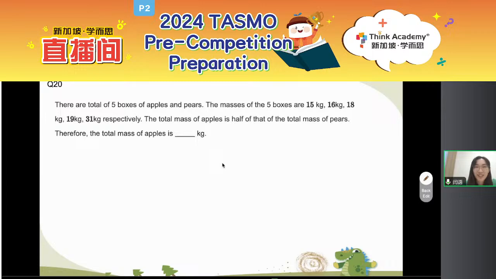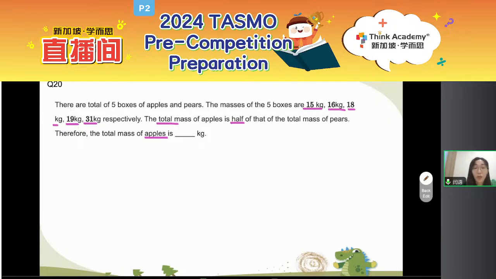Okay. Actually, for this question, it is a typical sum and multiple problem. Let's have a look. There are a total of 5 boxes of apples and pears. The masses of the 5 boxes are 15 kilograms, 16 kilograms, 18 kilograms, 19 kilograms, and 31 kilograms respectively. The total mass of apples is half of the total mass of pears. Therefore, the total mass of apples is what kilograms?